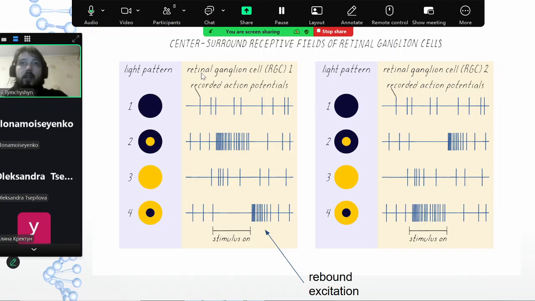That's the case of on. Off is just inverted, so you see the inversion here. No stimulus here, large burst in action potentials here, burst in action potentials here, nothing here. So they are just inverted relative to one another.